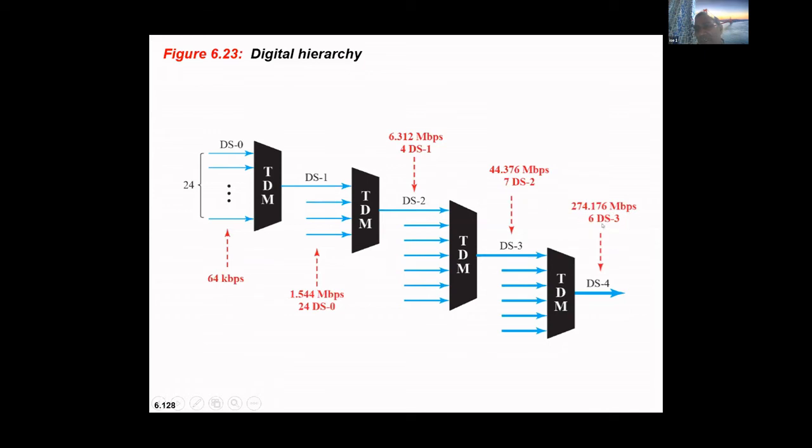And 6 DS3 it is called DS4. DS3 is 7 DS2, meaning 1, 2, 3, 4, 5, 6, 7 DS2 lines. So 1 DS3 is equal to 7 DS2.